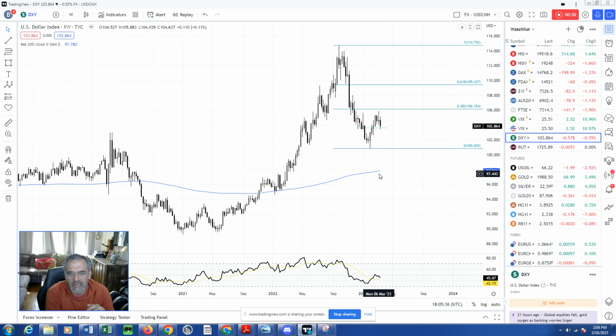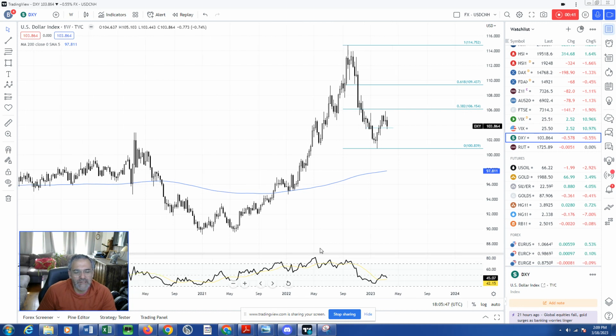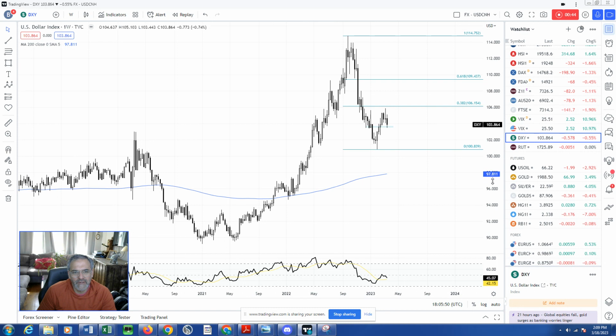Again, these are highly subjective charts that I run, my views on them. Hope you enjoy them. So, with that said, let's start with the dollar. The first chart I have up here is a chart of the dollar index, DXY.